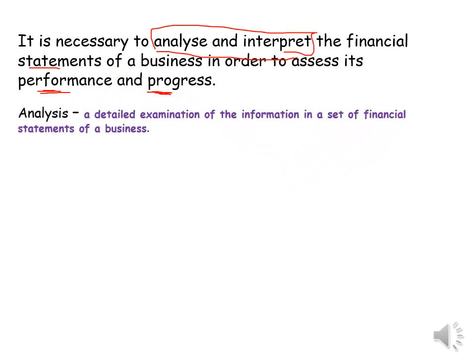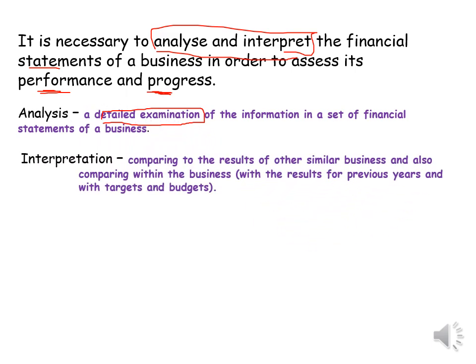What is the meaning of analysis? Analysis is the detailed examination of the information given in the financial statement. And interpretation is comparing the result to other similar businesses. We can compare company A and company B, but we need to make sure the companies are in a similar business.